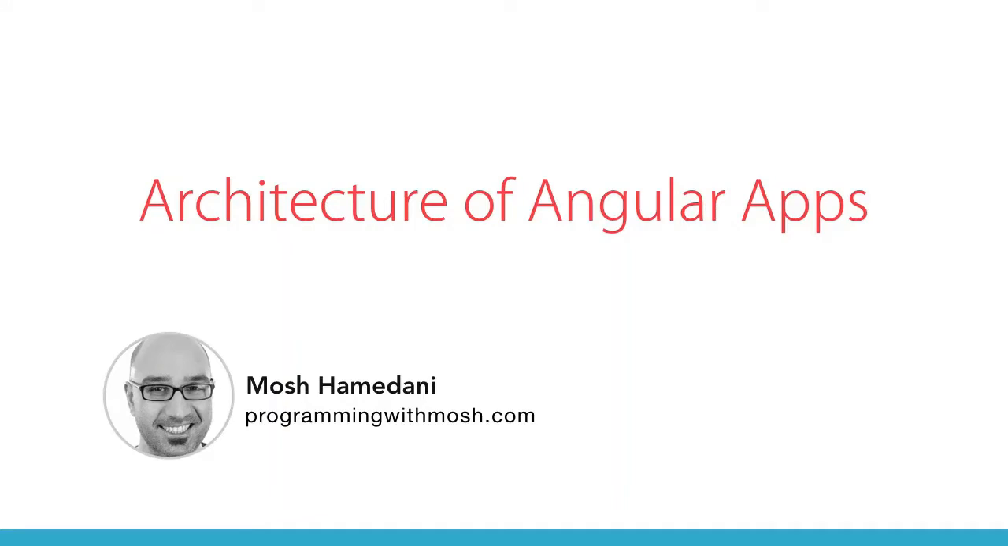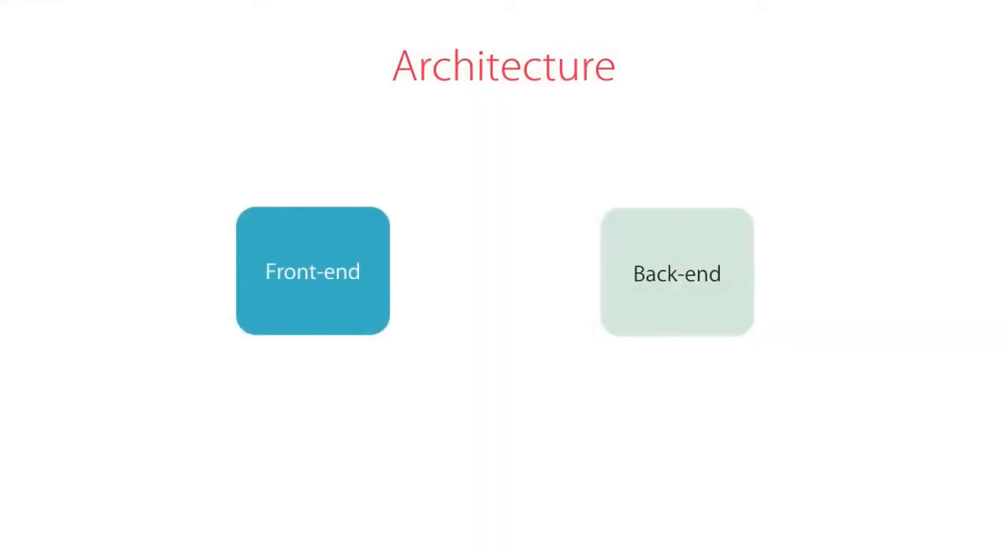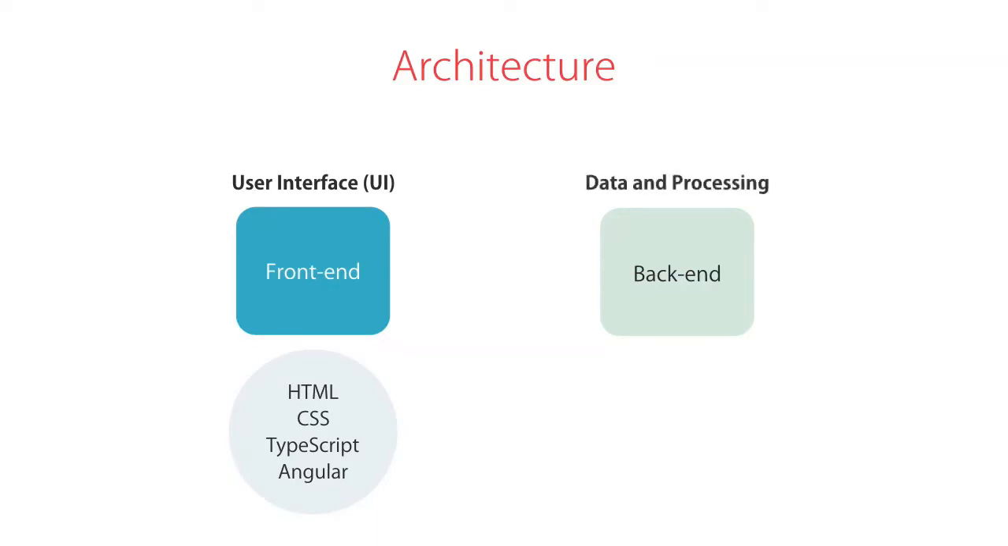All right, now that you know what Angular is, let's take a look at the architecture of Angular applications. A lot of modern applications have at least two parts, a front end and a back end. The front end, also called the client, is the part that runs in the web browser, and this is what the user sees and interacts with. So it essentially includes the user interface or UI of an application. We use HTML, CSS, TypeScript, and Angular to build the front end. The backend sits on a web server or multiple web servers in the cloud and is responsible for storing the data and doing any kind of processing.